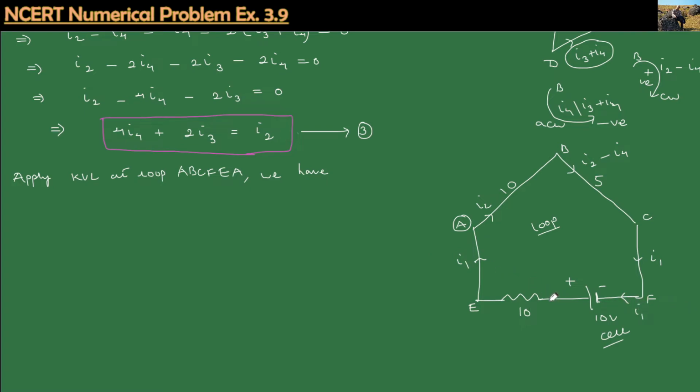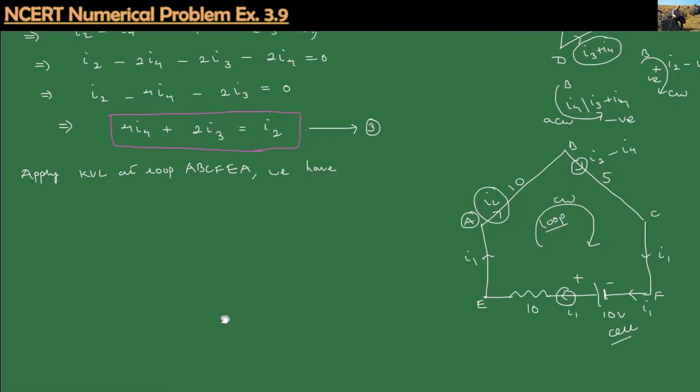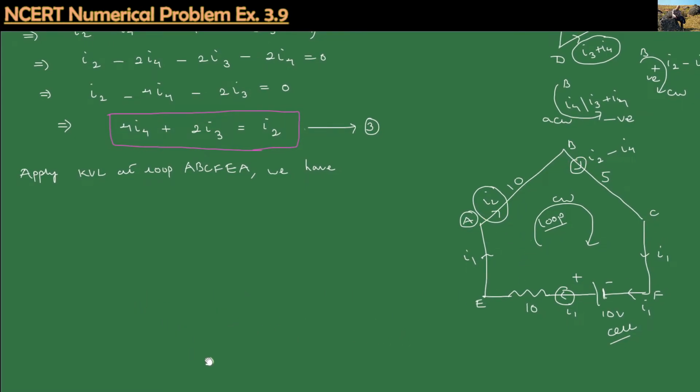Then from here again this will be the main current I1, and that current I1 will move across this 10 ohm resistor. If we take the clockwise direction, I2 will be clockwise. This current I2 minus I4 also will be clockwise. Even this current I1 which enters this resistor also will be clockwise. So the voltage drop across all these branches will be positive.